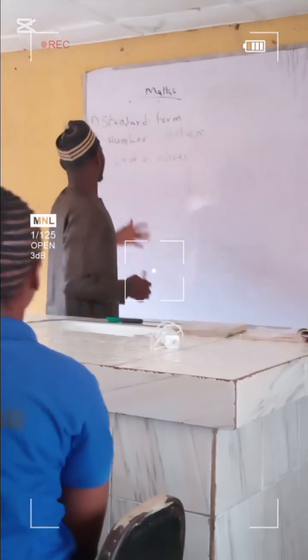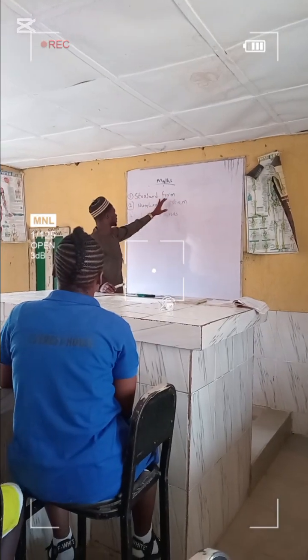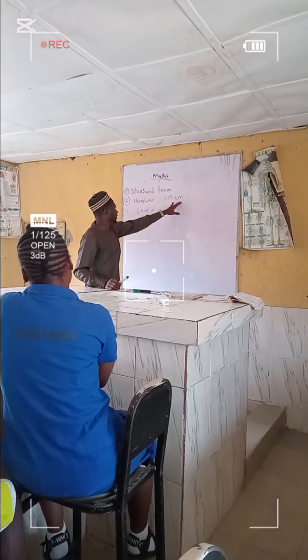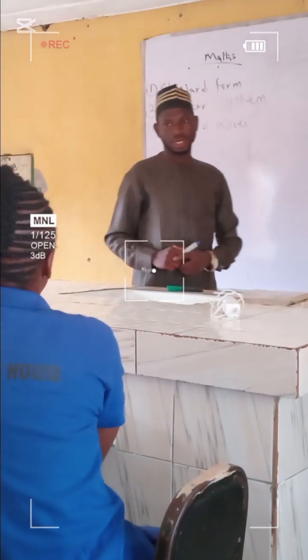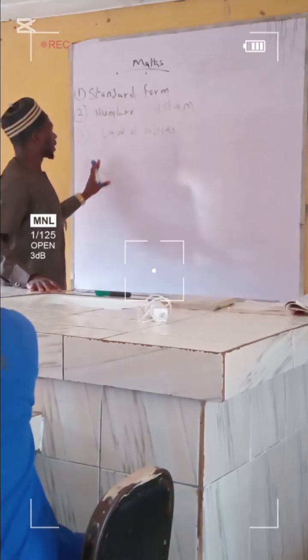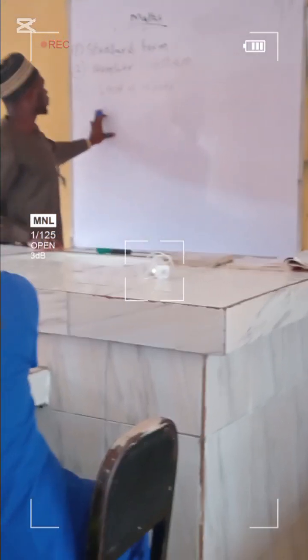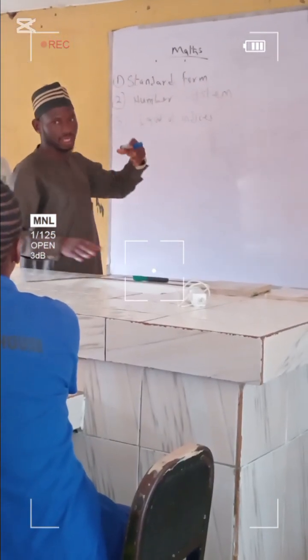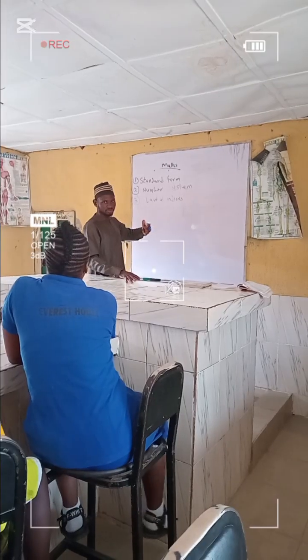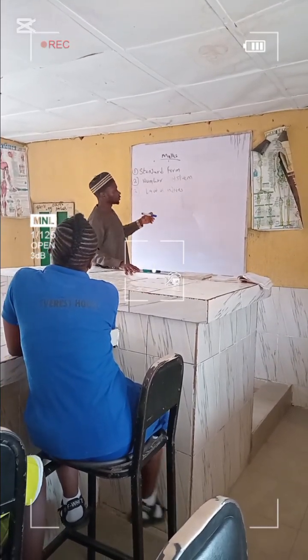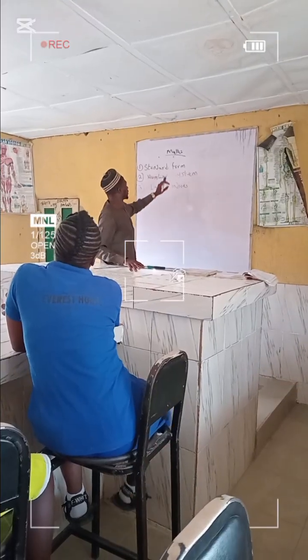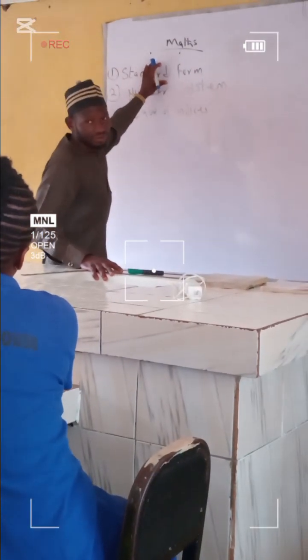So you made mention of standard form, right? Number system, law of indices, and the last one is what? Pythagoras theorem. So what I'm going to do is revise briefly, so that it will enable you to know that you have really learned what standard form is all about.